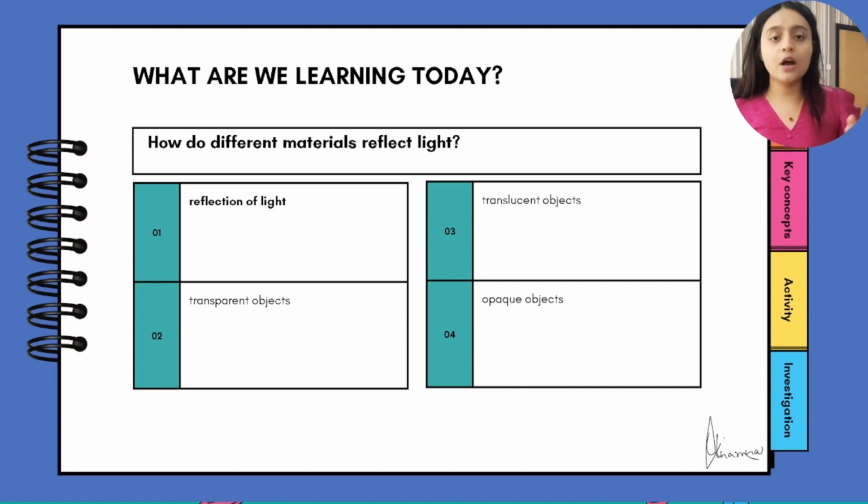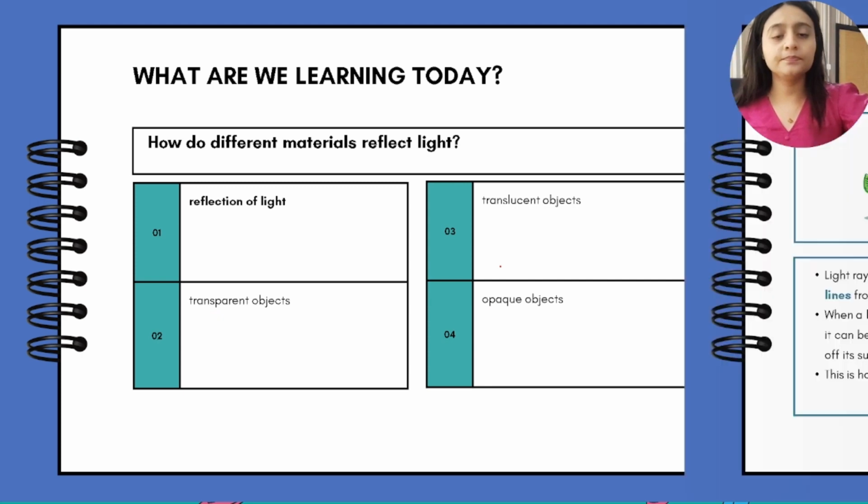In this video we are going to study how different materials reflect light. First we are going to study how light reflects on a body, and then we are going to study different objects and materials, how they react when light falls on them, and how the light reflects upon different kinds of materials. We are going to study transparent objects, translucent objects and opaque objects. We will see the details in this section.